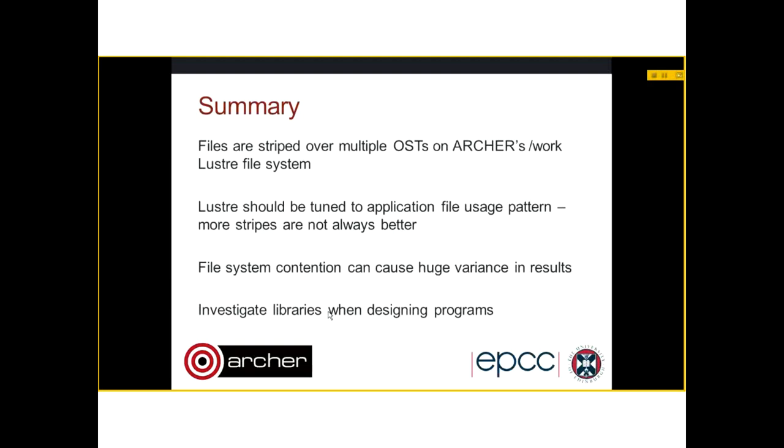So in summary, on a Lustre file system like /work on Archer, files are striped over multiple OSTs. You should tune Lustre to the application file usage pattern. More stripes are not always better, and you really need to benchmark your code to choose a good stripe count and stripe size setting. But be aware that file system contention by other users can cause huge variance in results. And if you're designing your own programs, then always investigate the available libraries. There's no point in reinventing the wheel.